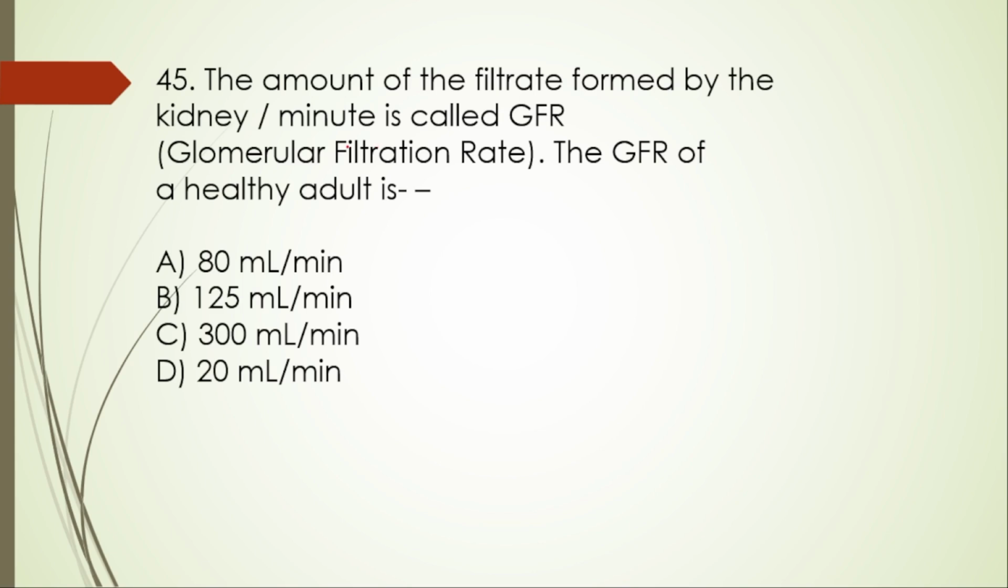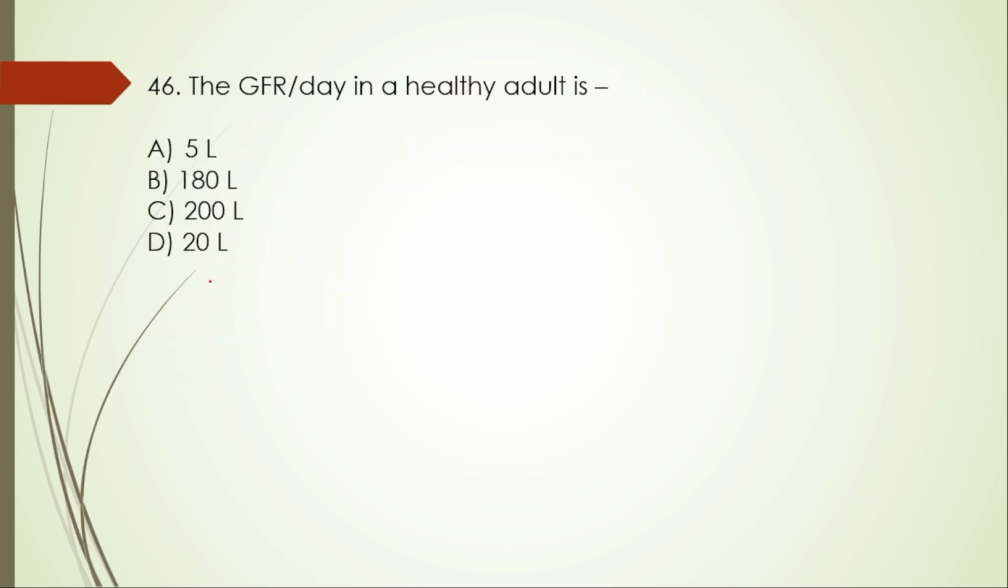Next, 45th one. The amount of filtrate formed by the kidney per minute is called glomerular filtration rate. The GFR of a healthy adult is 80 ml per minute, 125 ml per minute, 300 ml per minute, 20 ml per minute. So here the right option is 125 ml per minute.